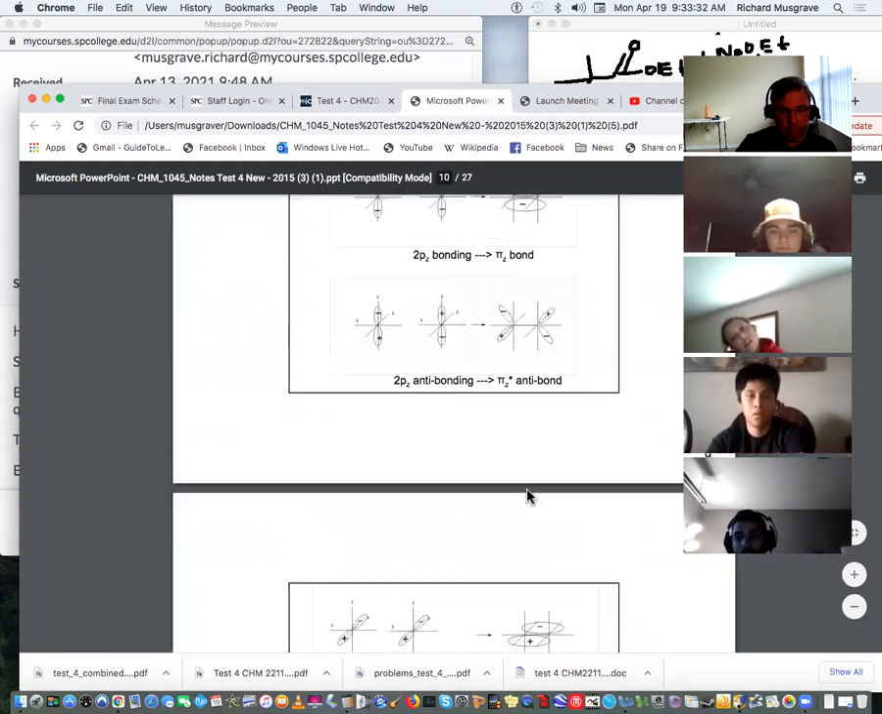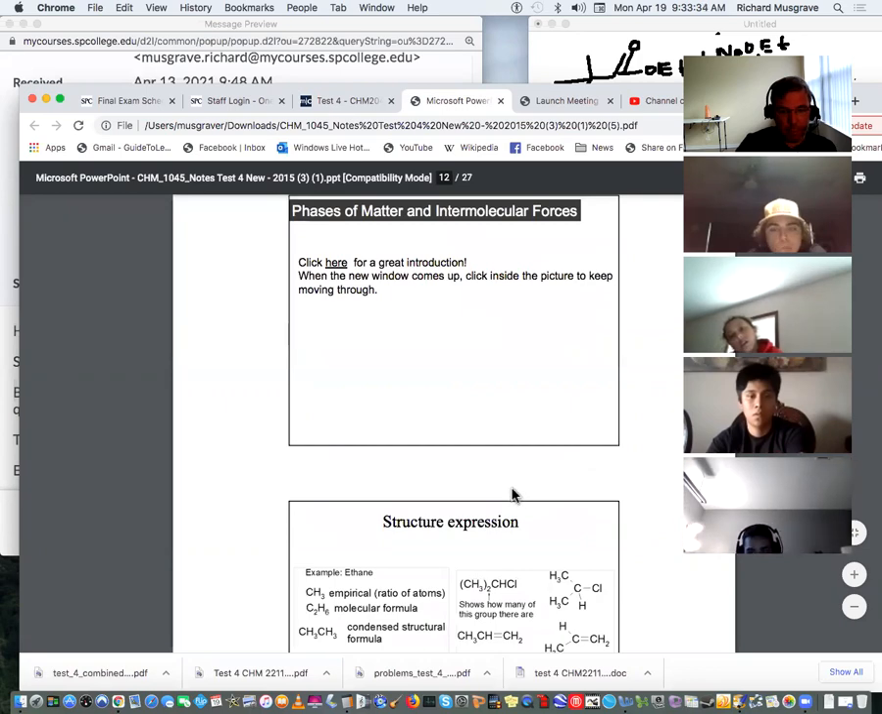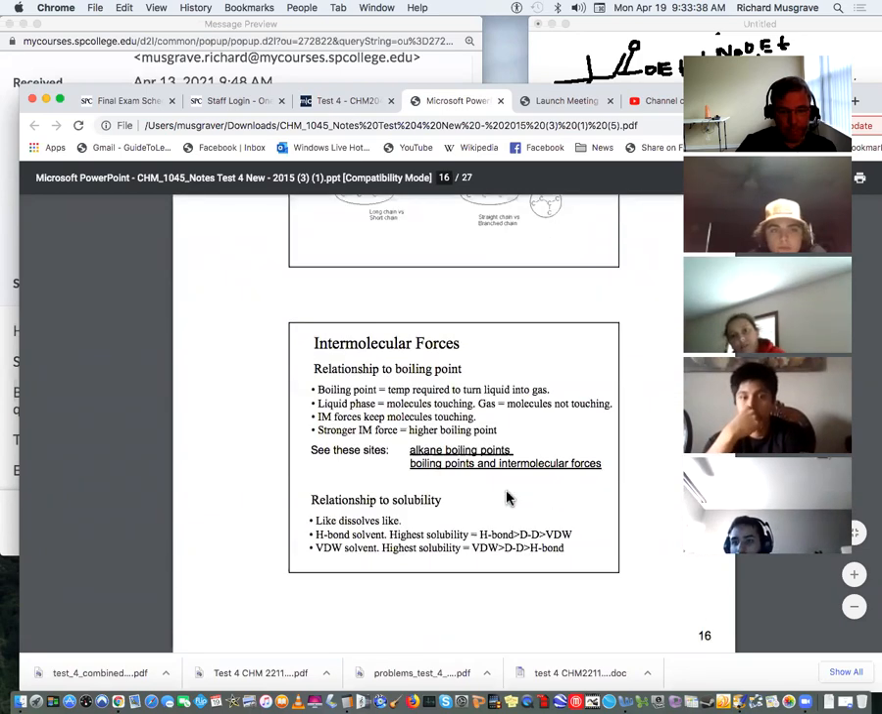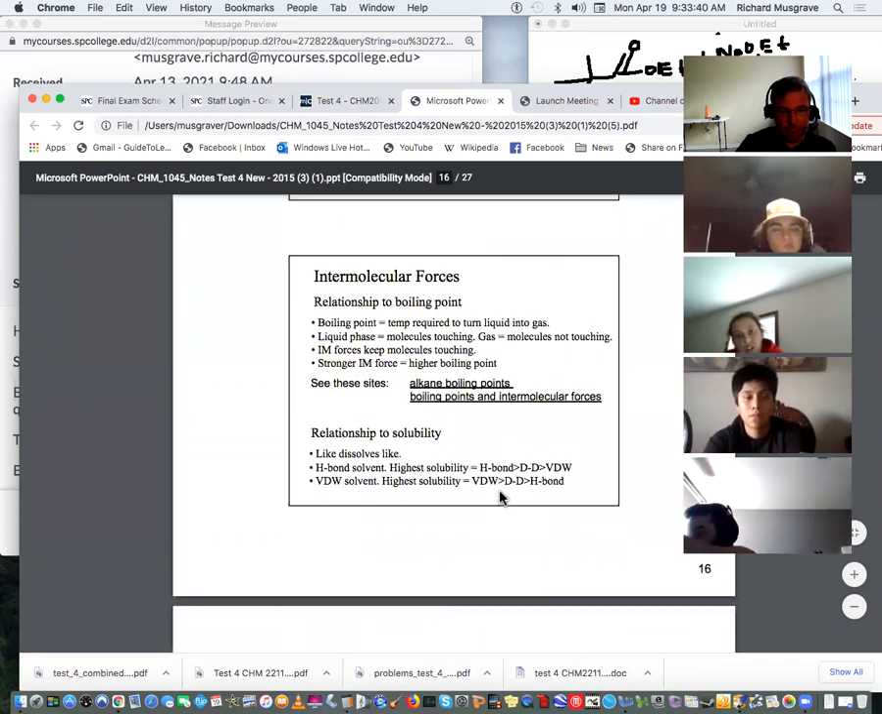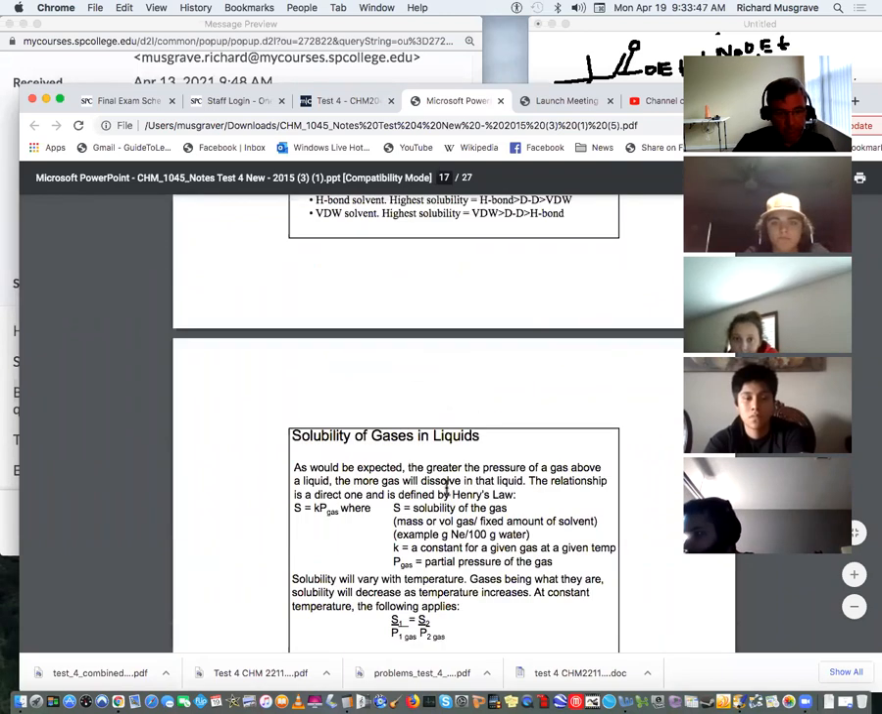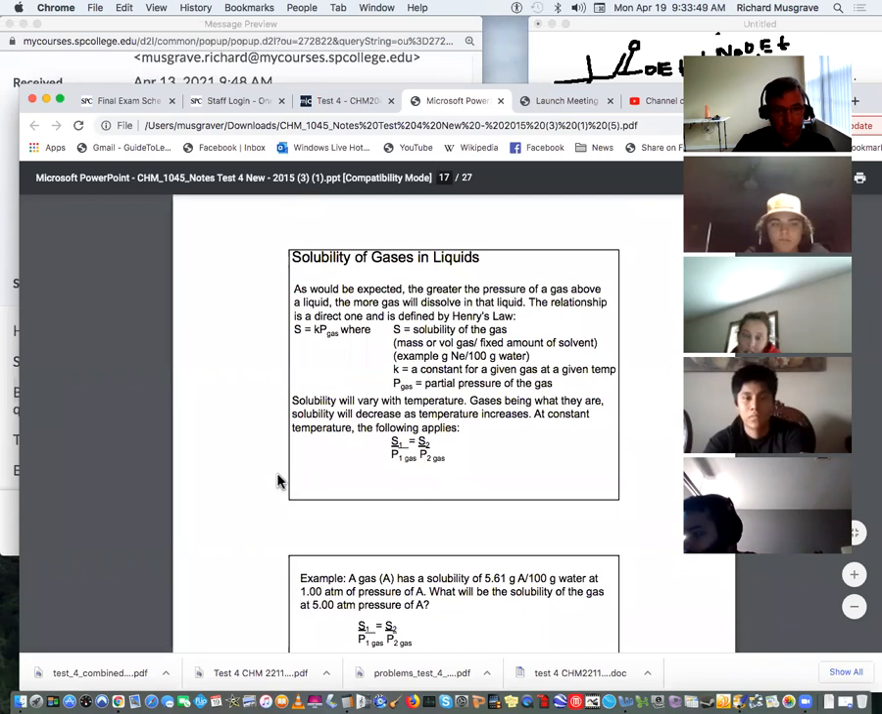Yeah, we were working on MO theory, phases of matter. I think we got through that too. Intermolecular forces, right? Okay. Yes, we got to intermolecular forces. I remember now. All right. Solubility of gases and liquids. This won't be on the test.